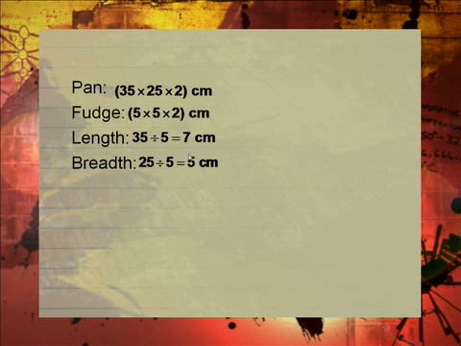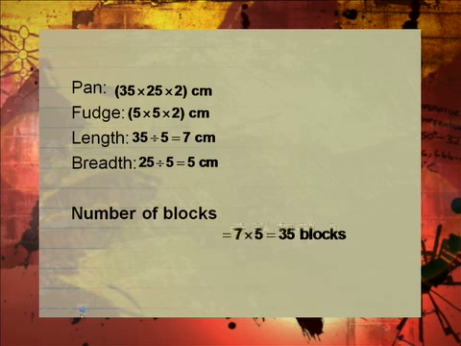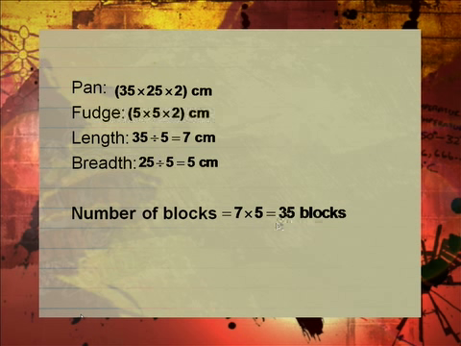So I have that. You'll realize that on the length of 35, I've got 7 of them packed this way, and then on the breadth of 25, I've got 5 of them packed. I've got 7 of them in 5 rows. So you will realize that the number of blocks I must have is 7 times 5, which is 35 blocks.